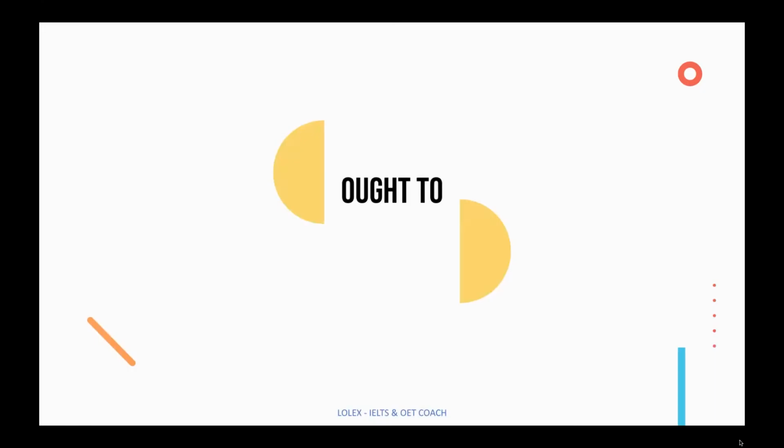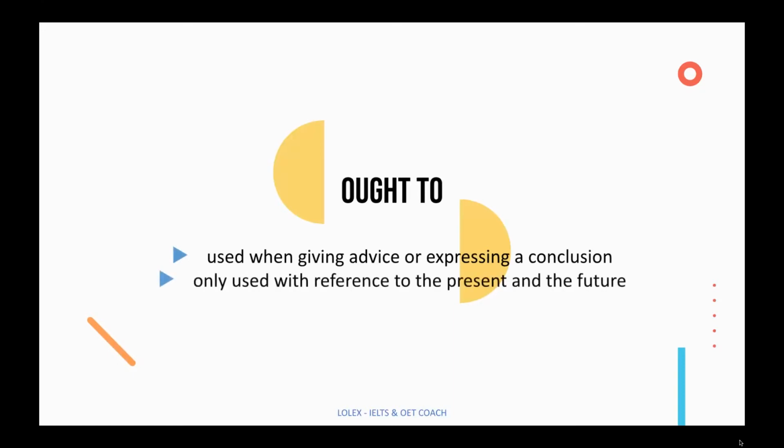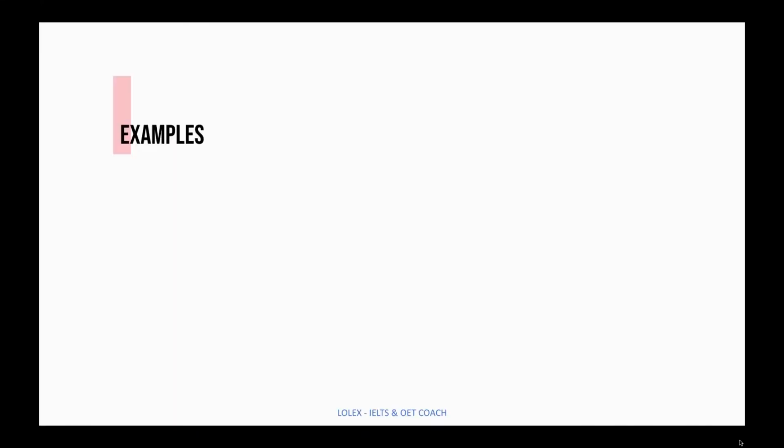Ought to is used when giving advice or expressing a conclusion. The verb ought to does not have a past form. It is only used with reference to the present and the future. Ought to is rarely used in questions or negative sentences. Ought to is used as follows.